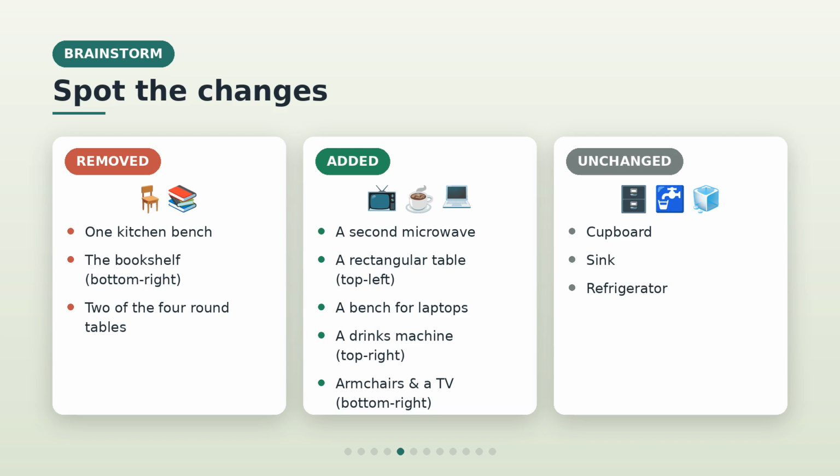Now let's spot the changes. 3 things were removed: one of the 2 kitchen benches, the bookshelf in the bottom right, and 2 of the 4 round tables. Several things were added: a second microwave, the long rectangular table in the top left, a bench for laptops, a drinks machine in the top right, and armchairs with a television in the bottom right. And 3 things stayed the same: the cupboard, the sink, and the refrigerator.